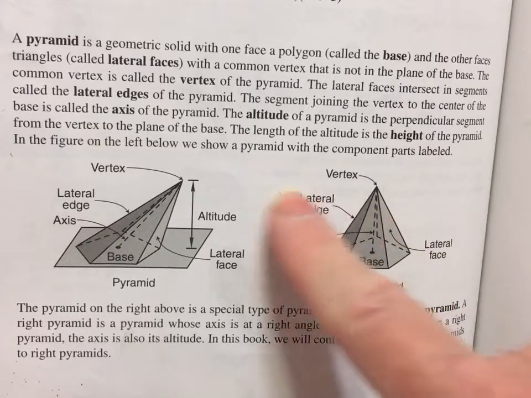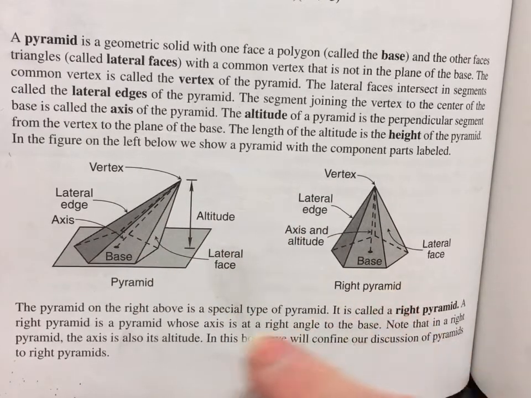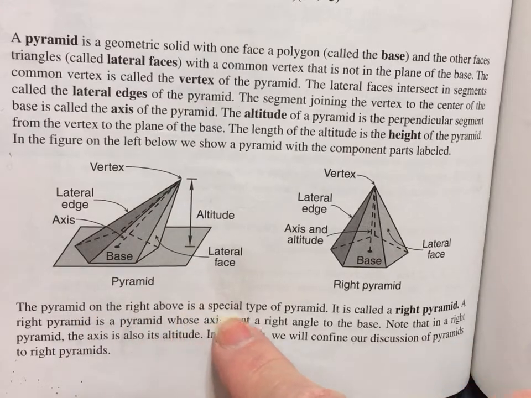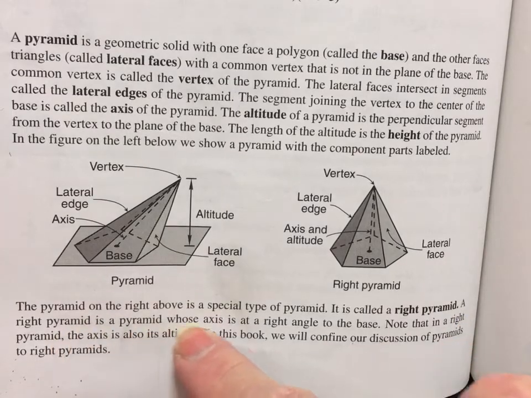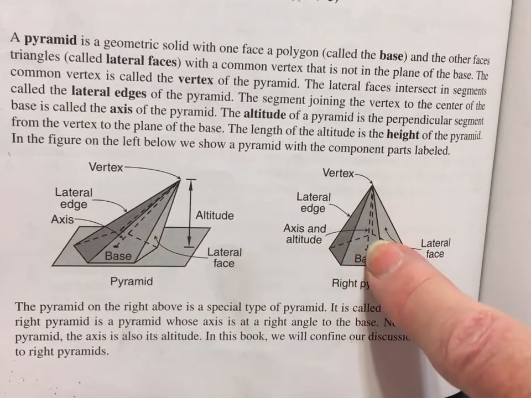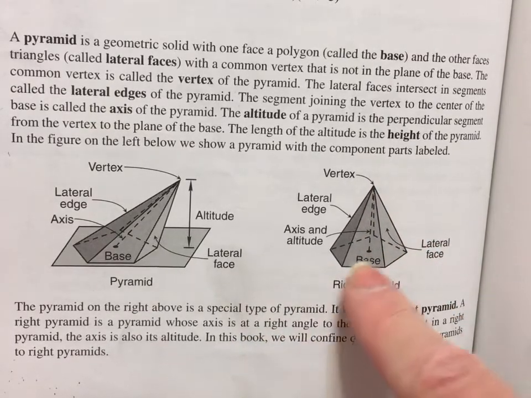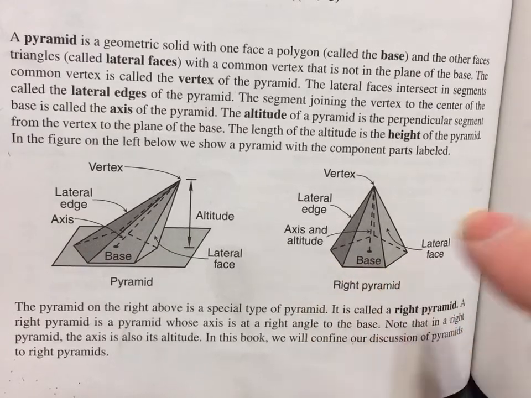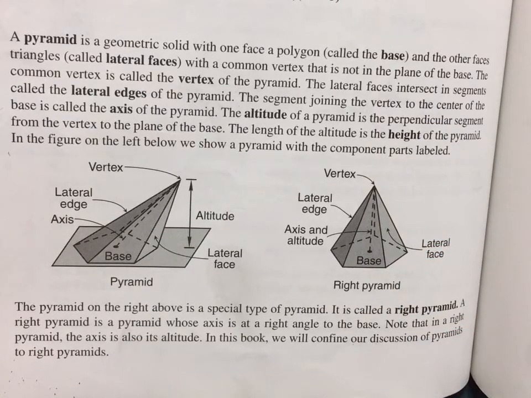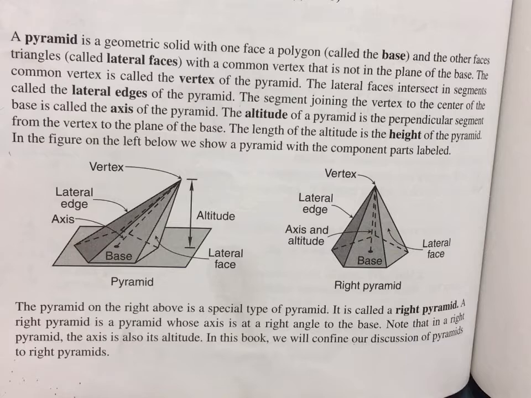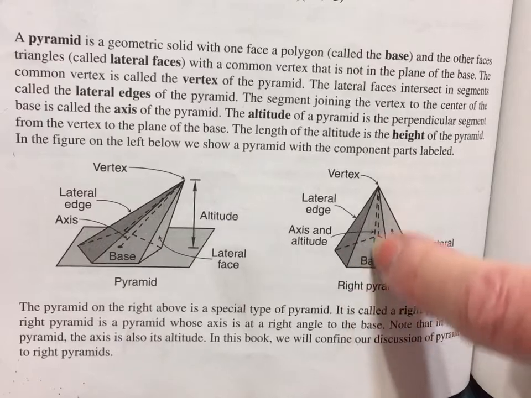So those are some very interesting terms that you need to learn about a pyramid. The pyramid on the right above is a special type of pyramid. It's called a right pyramid. A right pyramid is a pyramid whose axis, remember this is the axis, straight through the center, is at a right angle to the base. The base is here, lying flat on the table, and this right here is a right angle. Note that in a right pyramid, the axis is also the altitude. This straight distance down here is the altitude and the axis.